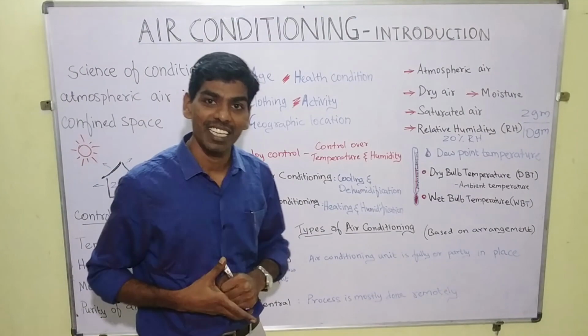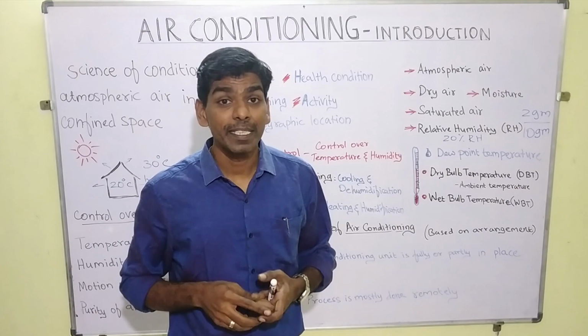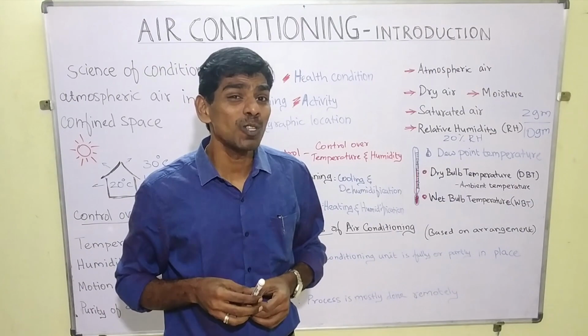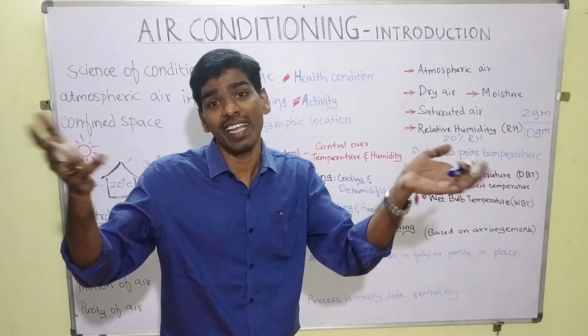Meanwhile, the other thing is dry bulb temperature. The temperature that is measured using a thermometer in atmospheric air is known as dry bulb temperature. It is also meant as ambient temperature, the surrounding temperature. It could vary from season to season, from place to place. That is also called ambient temperature.